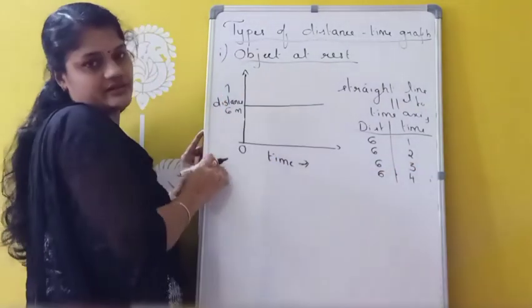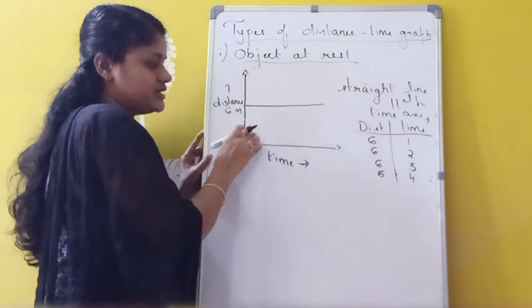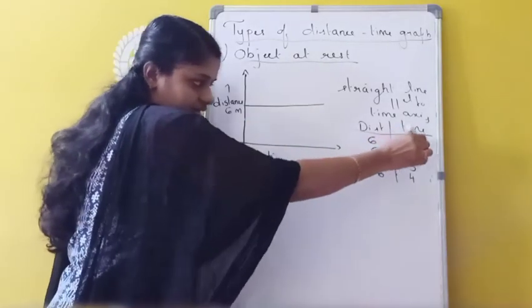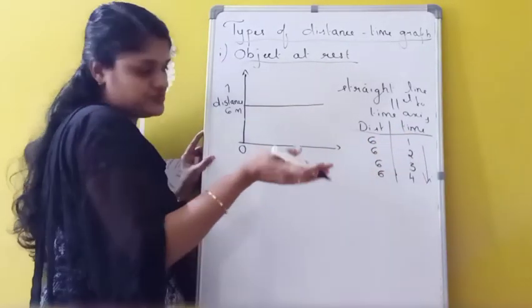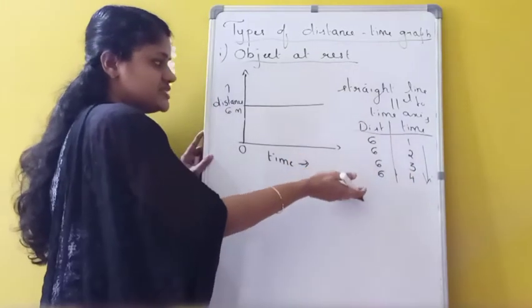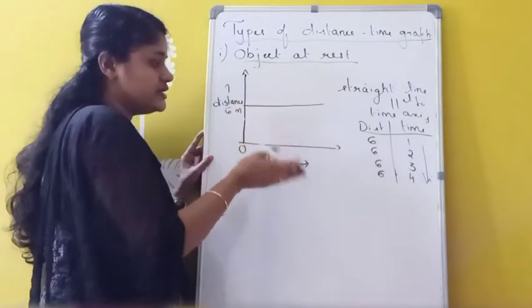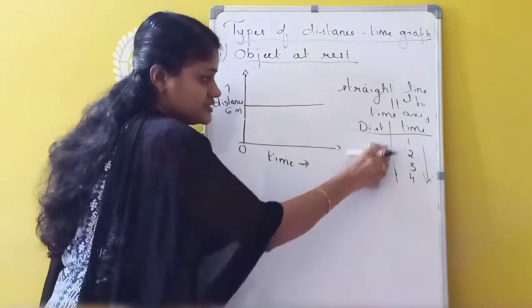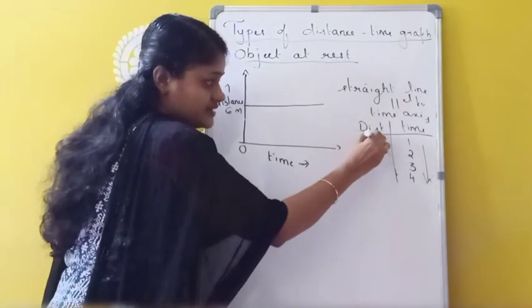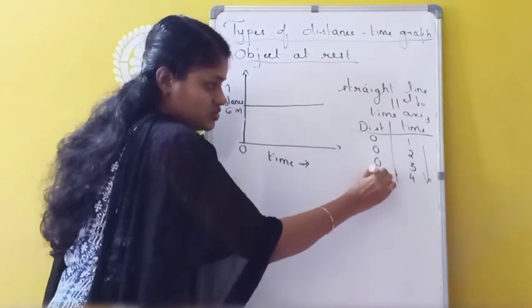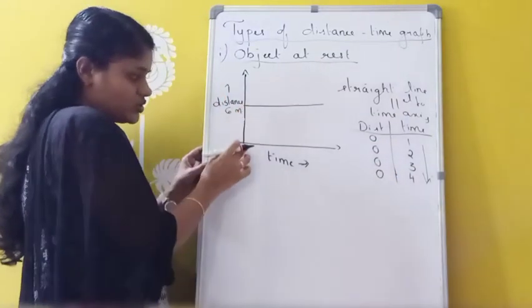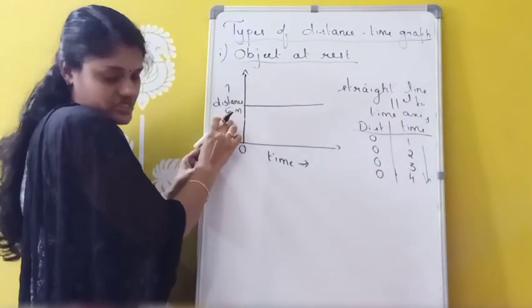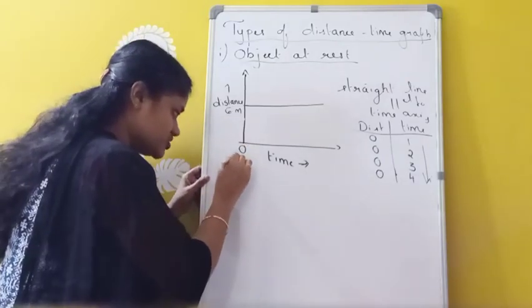Then the graph will be like this. The graph will be a straight line parallel to the time axis. Only the time is increasing because time will not stop. It is increasing. But what about distance covered? It is constant. Similarly, suppose distance covered is also 0. Distance covered is 0 means, how will you draw that graph? Because here it already covers a certain distance of 6 meter. But suppose it starts from the origin itself.